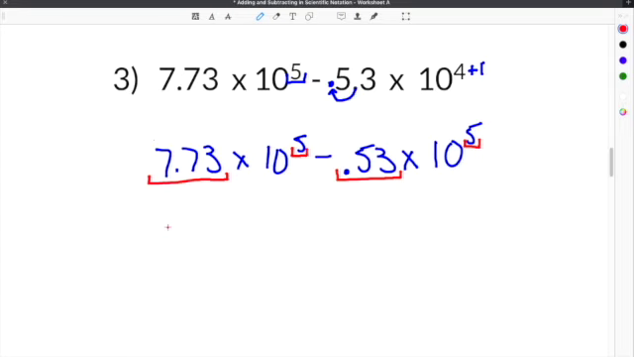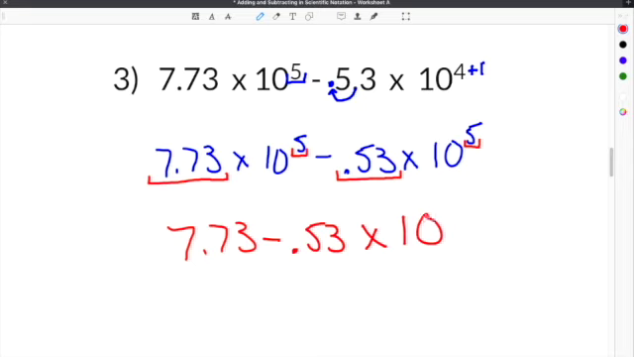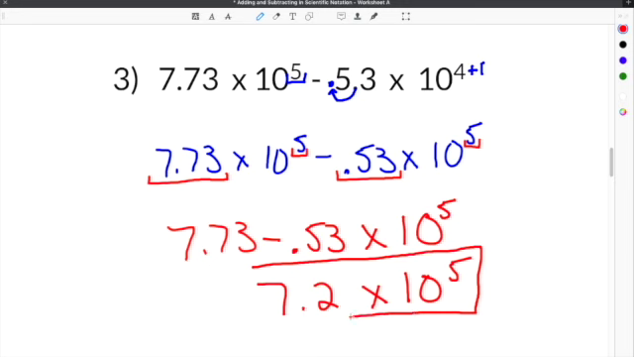So we'll do 7.73 minus 0.53, and then we'll rewrite times 10, and then our power of 10, which is 10 to the 5th power, because this is what we created to make them equal. Then we'll go ahead and subtract our coefficients. 7.73 minus 0.53 will be 7.2 times 10 to the 5th power. And 7.2 times 10 to the 5th power is going to be our solution.